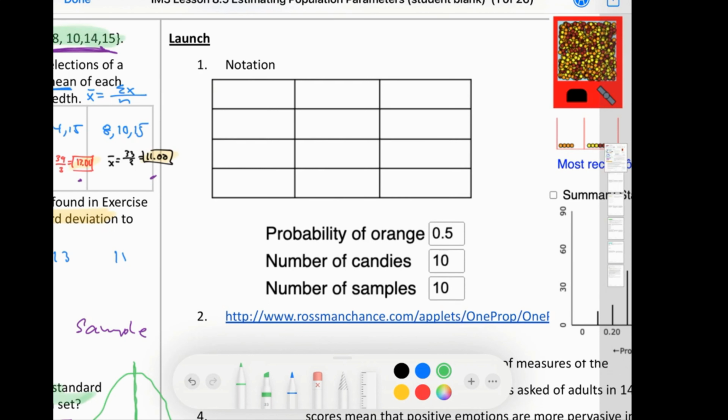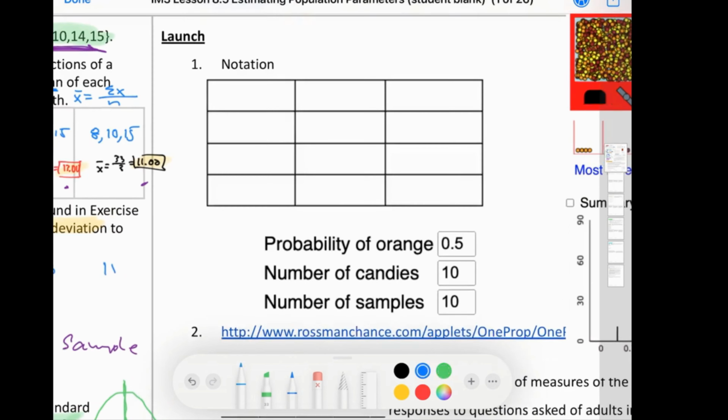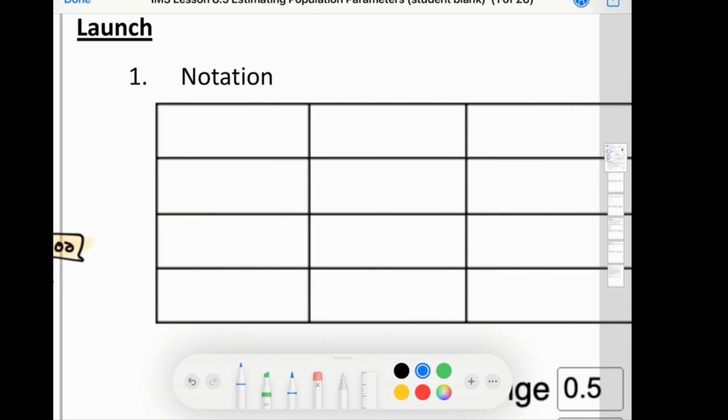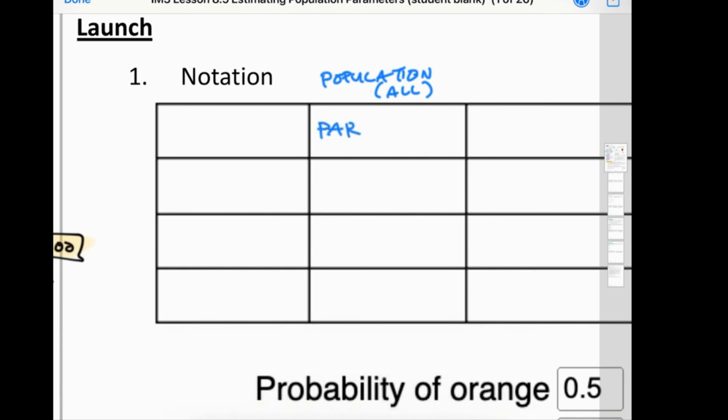And I want to talk about some notation. Like we said, it's not always feasible, not always a good idea, or maybe it's too expensive for us to always figure out the population. So the first box over here, we're going to call the population, which is all. And when you get numbers from the whole population, that's called a parameter.